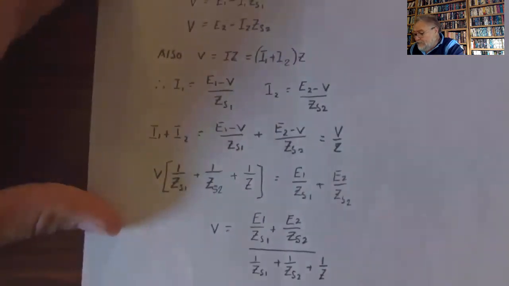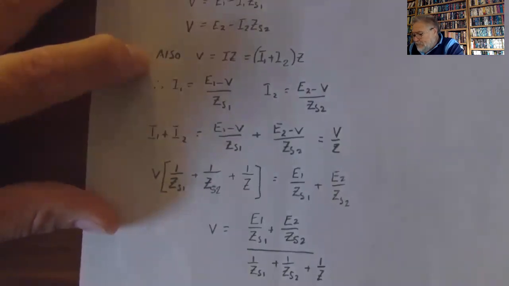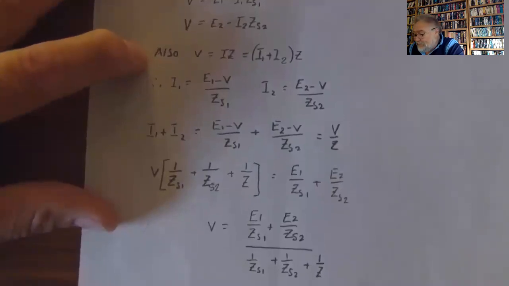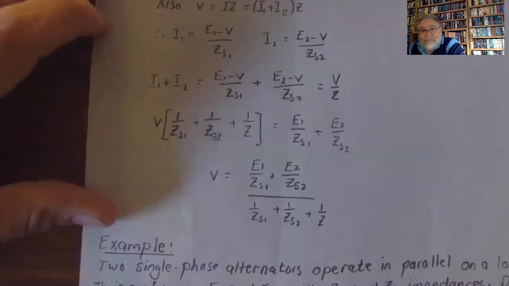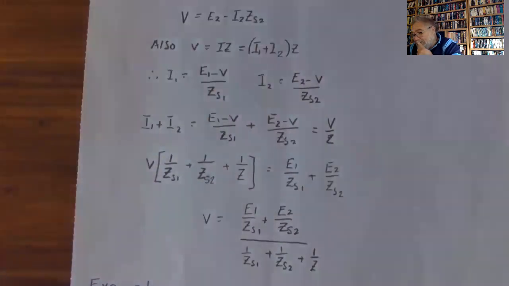Also that V is equal to I load times ZL, which is equal to I1 plus I2 times the load impedance. And therefore, we can say that I1 is equal to E1 minus V divided by ZS1, and I2 is equal to E2 minus V over ZS2.